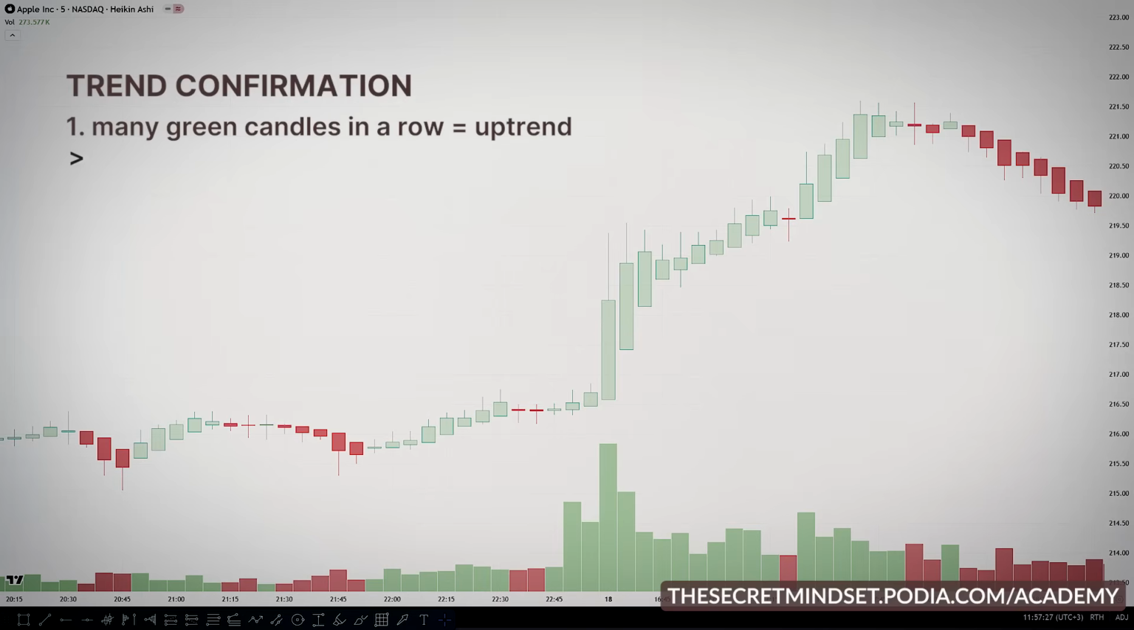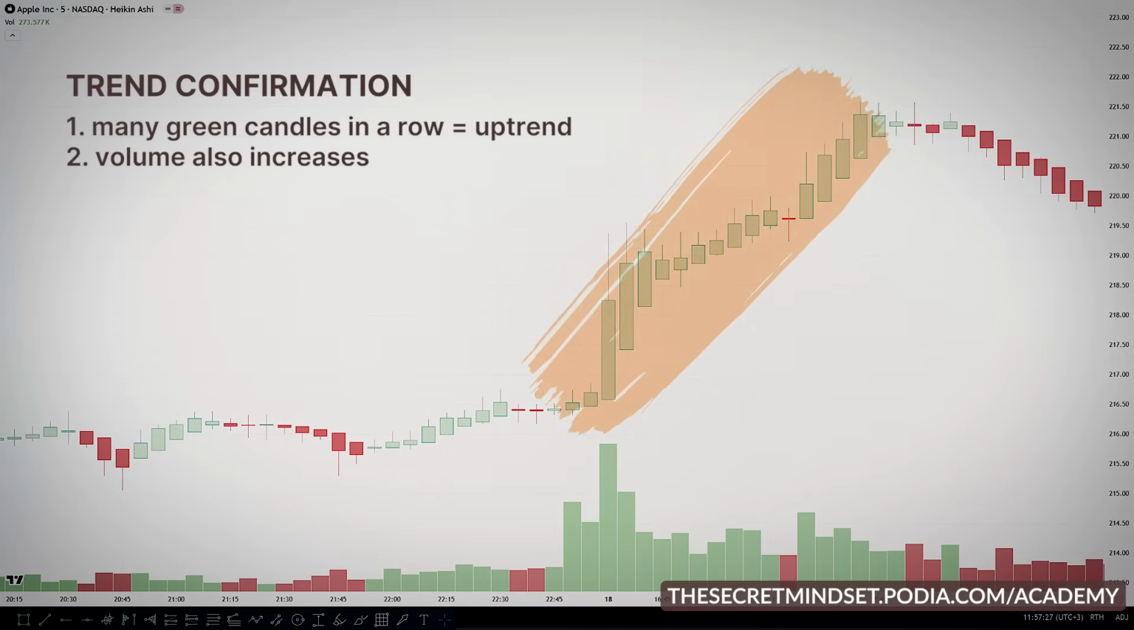First, look for trends. Heikin Ashi candles of the same color show a trend. If you see many green candles in a row, it's likely an uptrend. Now check the volume. Is it rising as the trend continues? That's a good sign. It means more traders are joining the move.